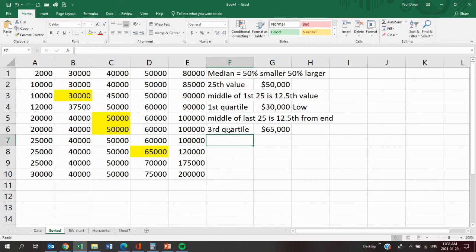Those give me a sense of about half my data is between 30 and 65. About a quarter of it is below 30,000. About a quarter of it is above 65,000. But the middle is that 30 to 65. And usually that's the most important group for us. We'd like to know who is in the middle.